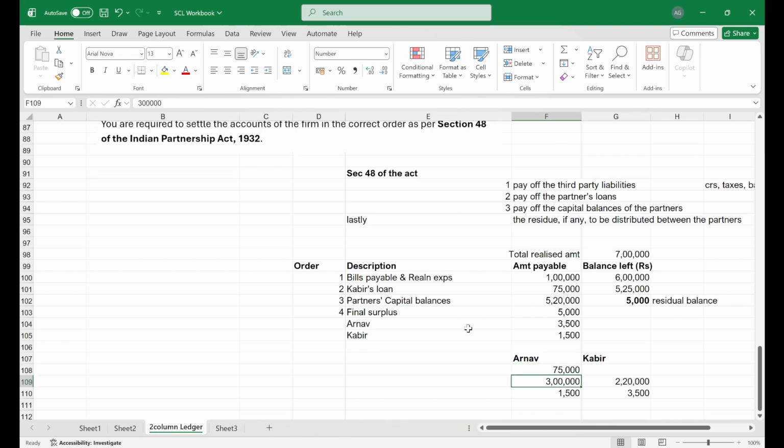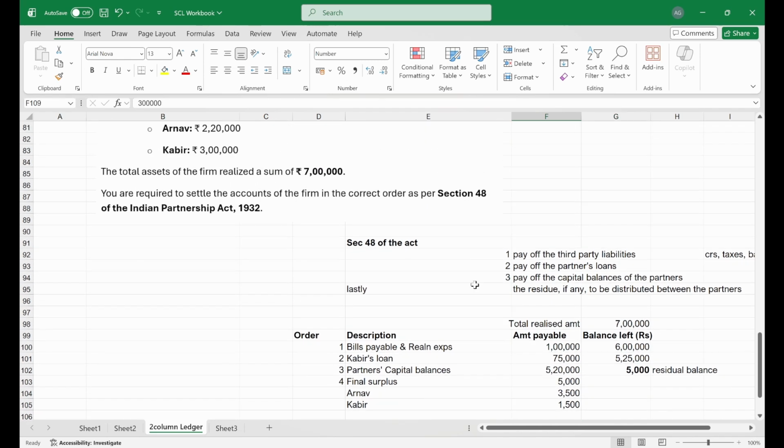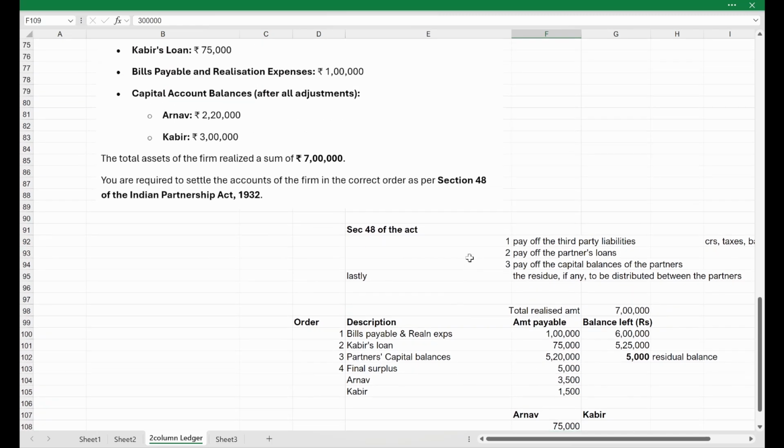So this is the distribution as per section 48 of the Act. I hope this is clear to you.